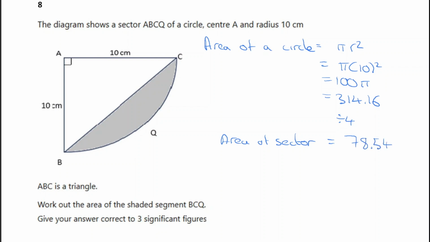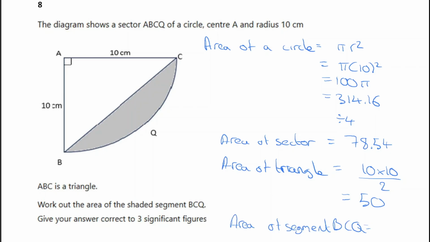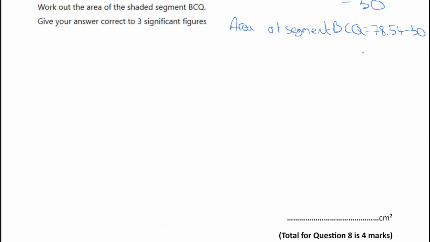And now we've worked out the area of the sector, we just need to work out the area of this triangle ABC and take that away from 78.54, and that will give us the answer to the segment BCQ. Which gives us 28.54. However, they want 3 significant figures, so our answer is going to be 28.5.